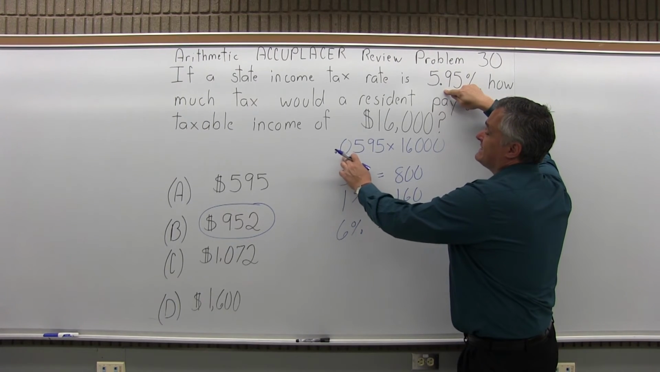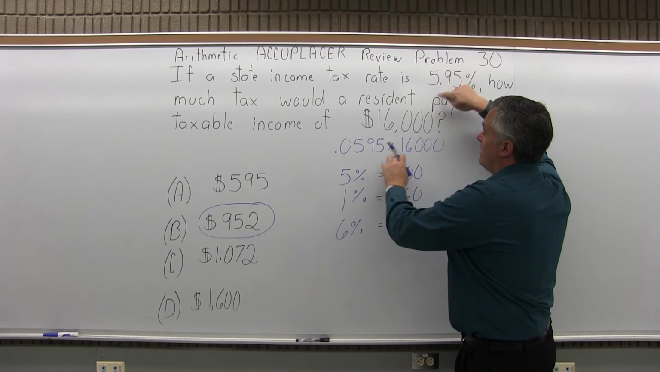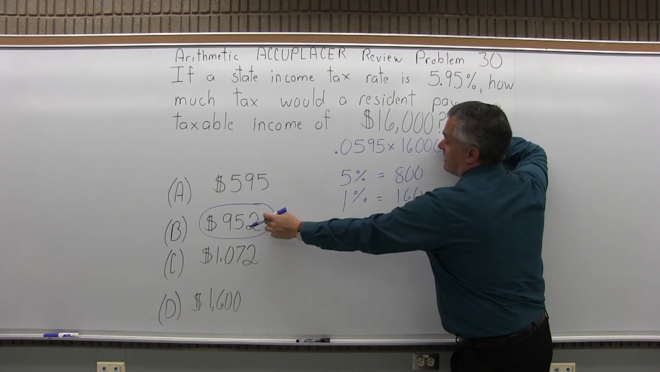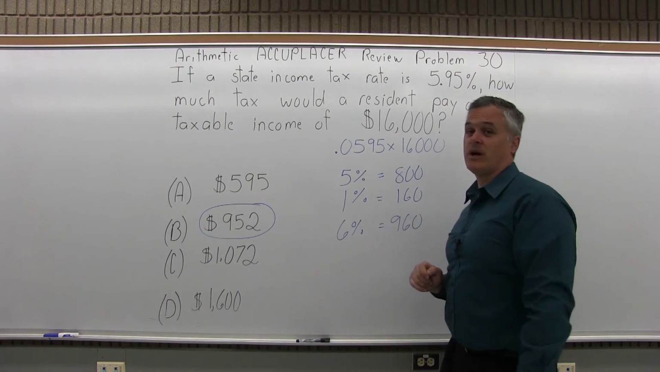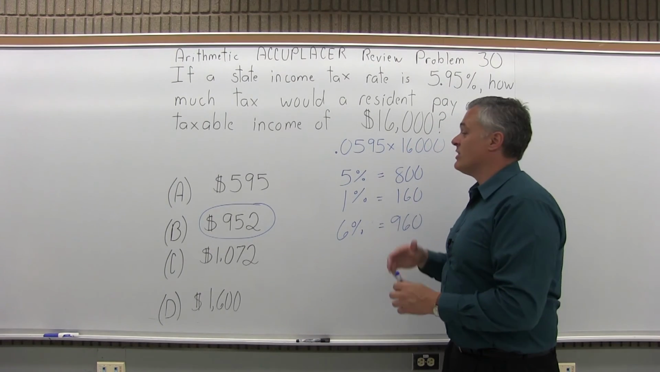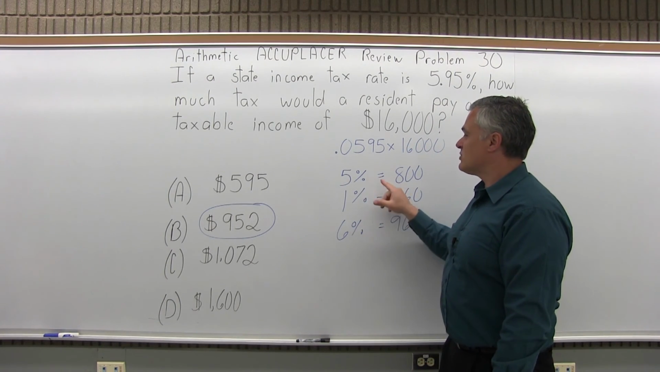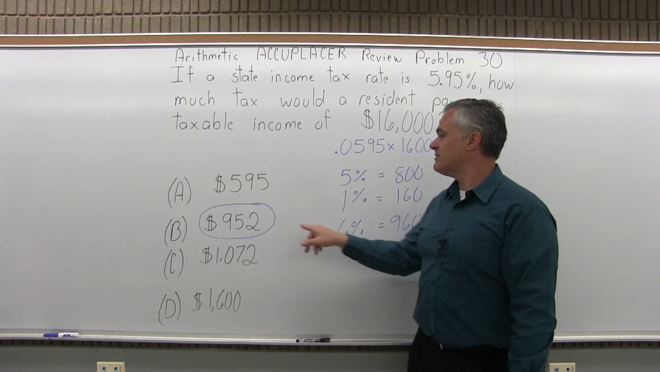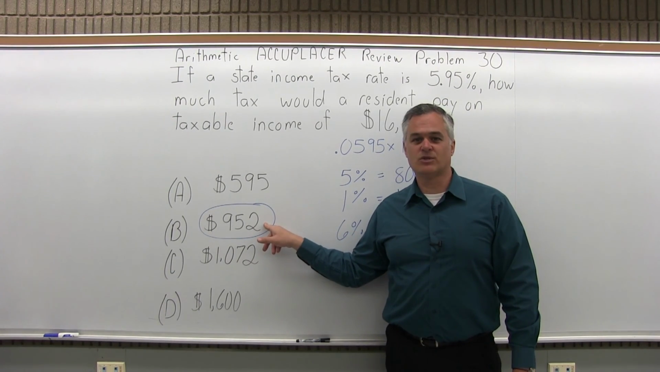Again, to get an exact answer, if you have a calculator, what you would do is write your 5.95% as 0.0595 and multiply it times the 16,000, and your calculator will give you $952 right away. But since you can't use a calculator on the ACCUPLACER exam, for the arithmetic portion of it anyway, the easiest way to do it is make a pretty quick estimate and match it up as close as you can to which option you have.